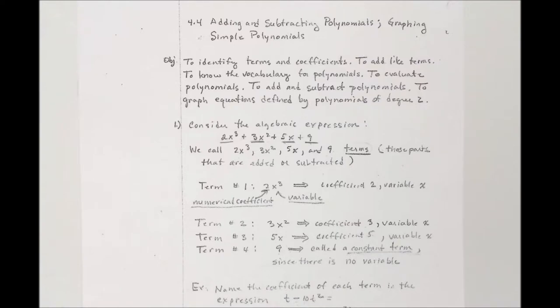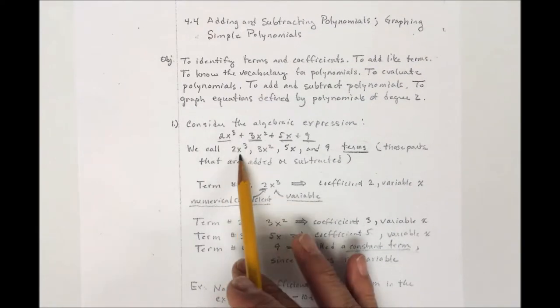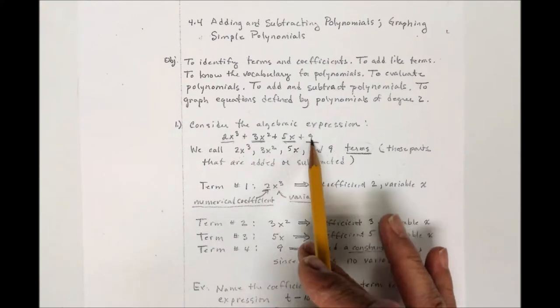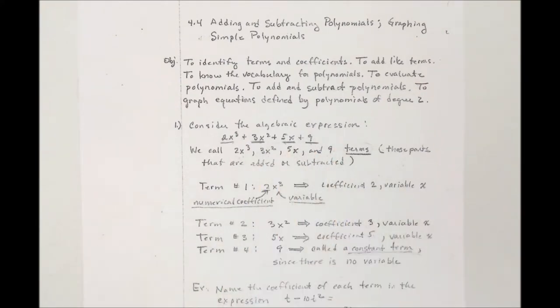So I have 2x to the third, that's a term, 3x to the second is a term, 5x is a term, and 9 is a term, all positive because of all the plus signs there. Now, when you have a term, typically a term is made up of two parts. It's made up of a constant factor, and a variable that may be raised to a power.